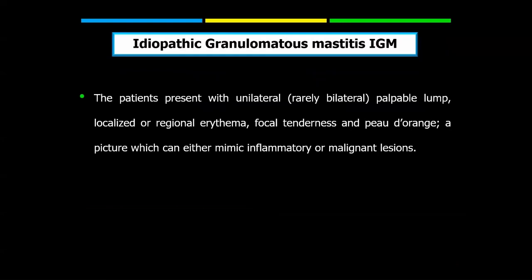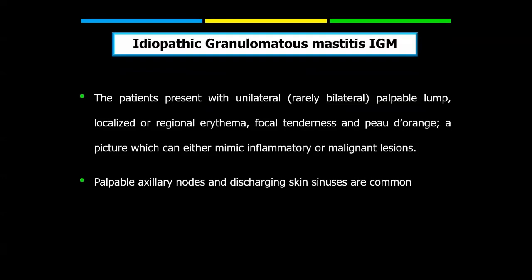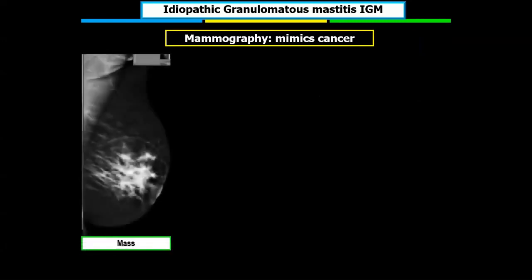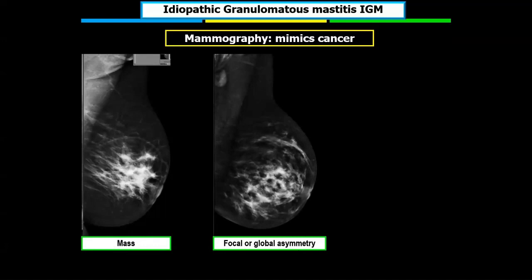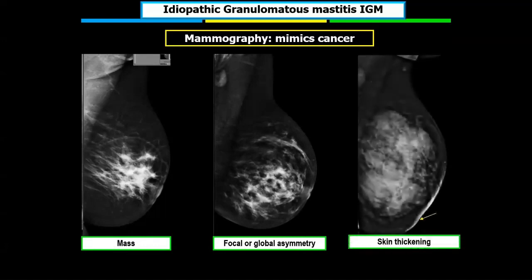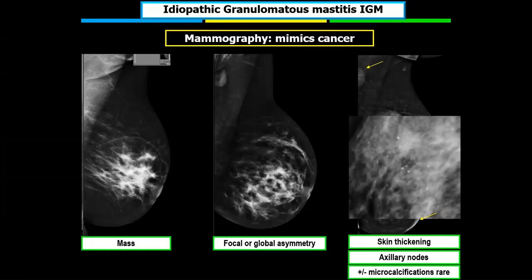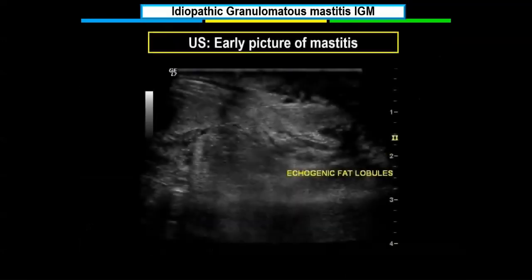The patients usually present with a picture which is typically like the malignant breast lesions with palpable axillary lymph nodes, and sometimes she has discharging signs. On a mammogram, the picture also mimics cancer. She might present with a mass lesion with focal or global asymmetry, and she might have skin thickening, pathological lymph nodes with or without calcifications.